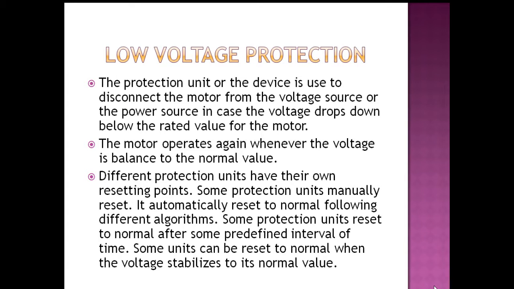Low voltage protection. Here, the protection unit or the device is used to disconnect the motor from the voltage source or the power supply in case the voltage drops down below the rated value for the motor. The motor operates again whenever the voltage is balanced to the normal value.